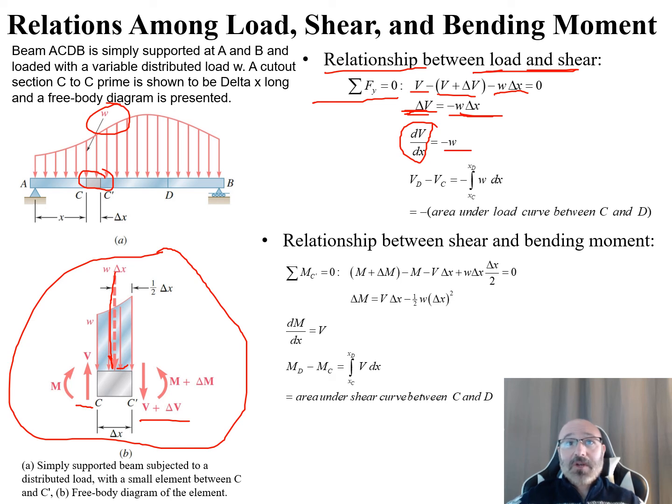Then we can rearrange this a little bit more and say, okay, our change in shear from C to D, which is the area under the curve between C and D, is going to be equal to... So now, not just that C to C prime, but if we want to go from C to D, the change in the shear from C to D is equal to the integral from x at C to x at D.